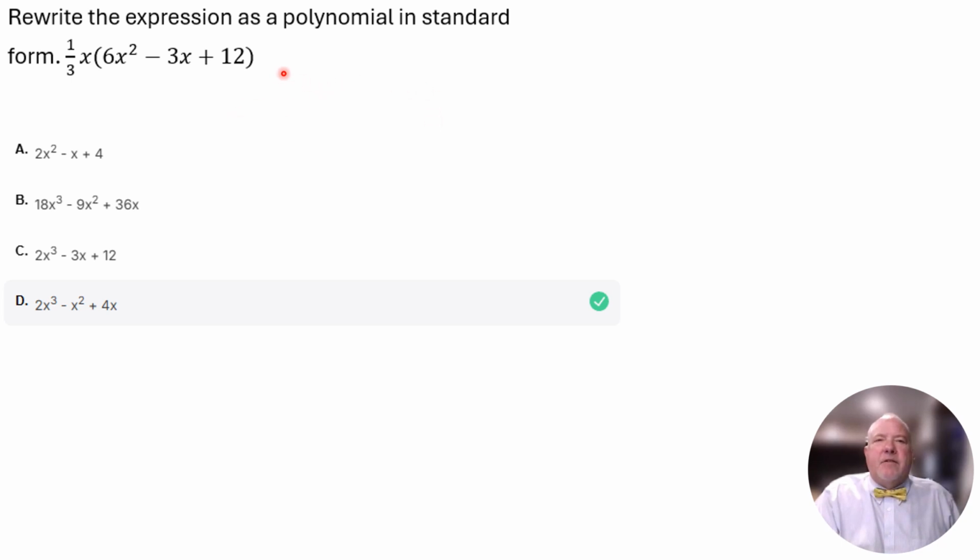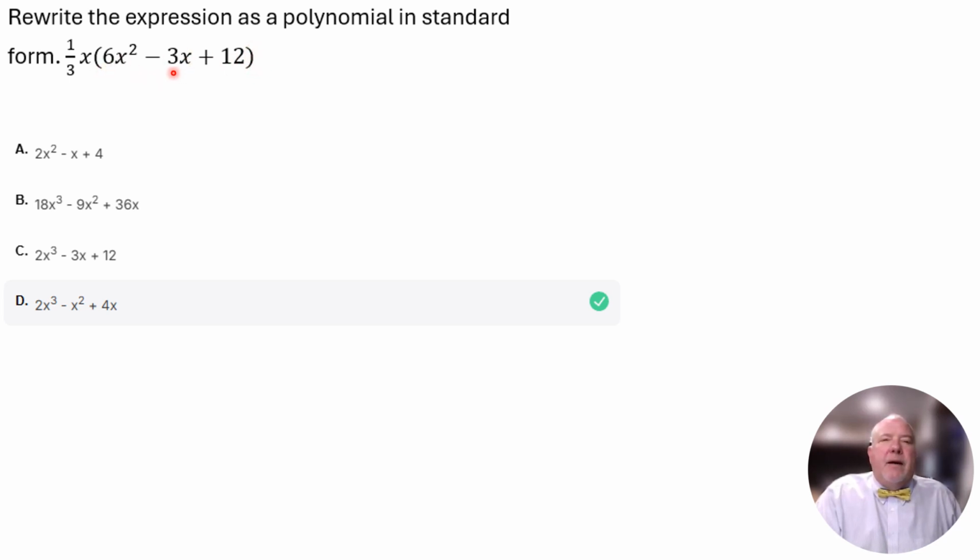So we're being asked to rewrite this expression as a polynomial in standard form. When I look at this, the first thing I want to look at is inside the parentheses: can I simplify this? Are there any like terms there? And the answer is no, because they have to have the same variable with the same exponent. So this has an x squared, this has an x, this doesn't have an x at all. So you can't do anything with that.